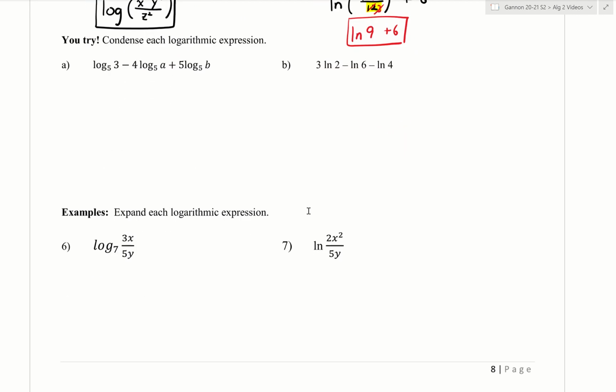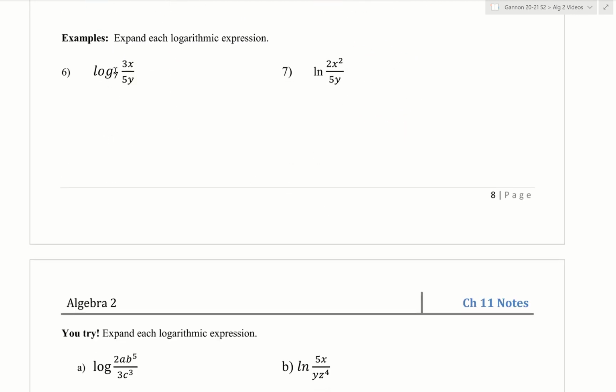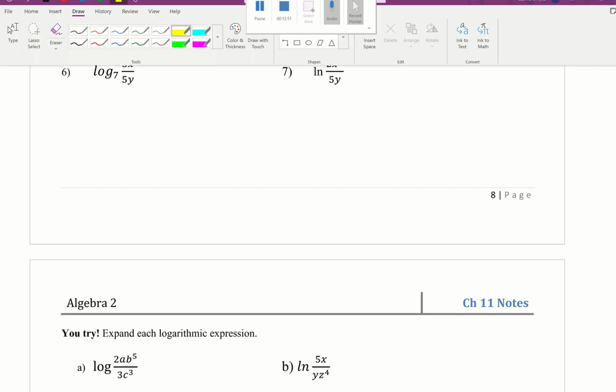The next step is going to be to take a single logarithm and expand it into two or more logarithms essentially. So when you're looking at log base 7 of 3x over 5y, you've got products, but you also have quotients going on here. The easiest way to do this is if the value is in the numerator, it's a positive log. If it's in the denominator, it's a negative log.